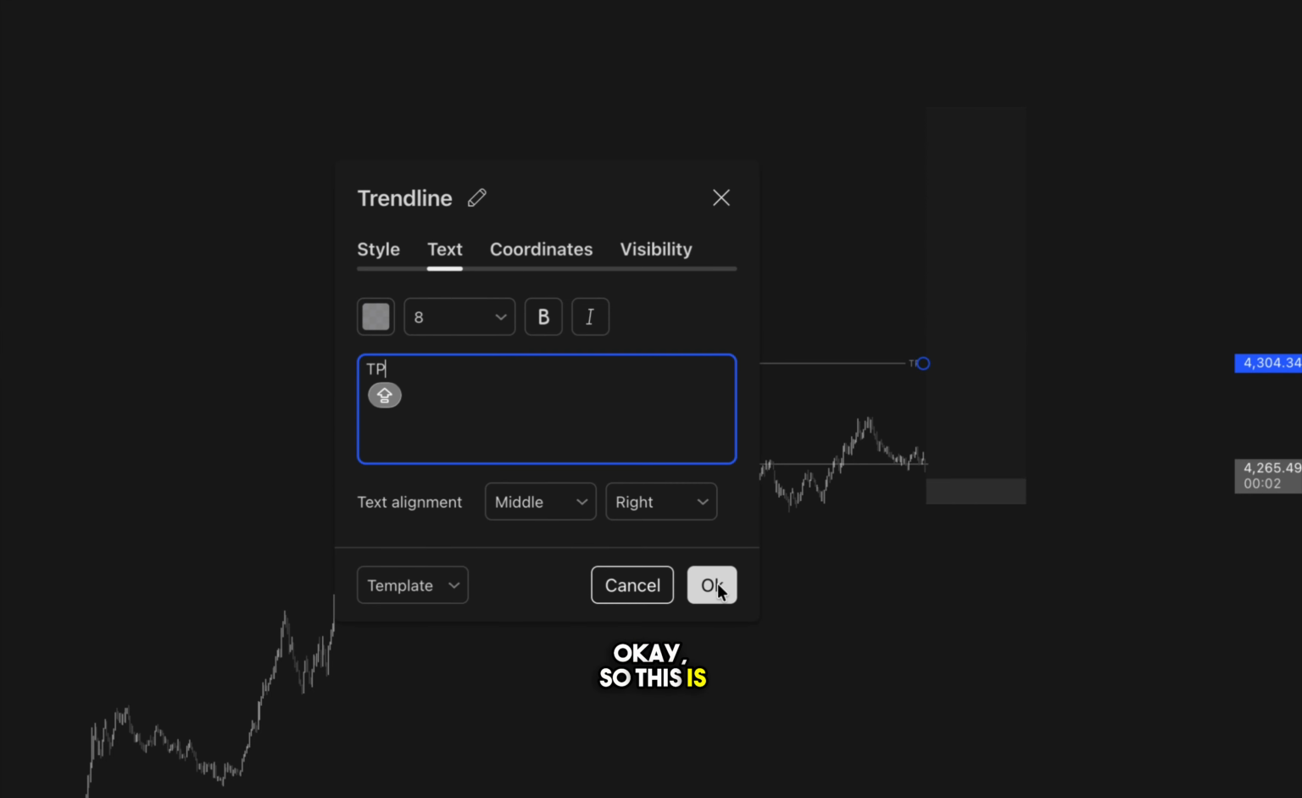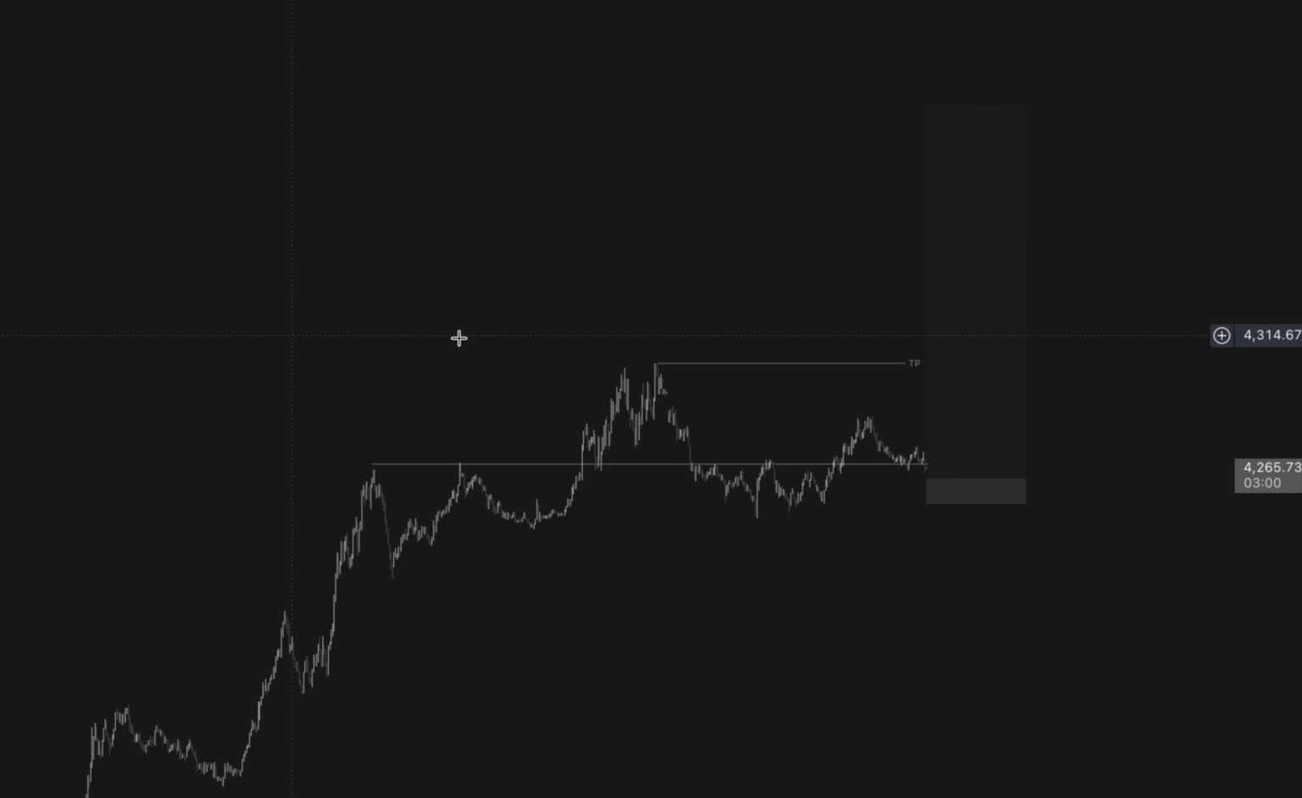Okay, so this is TP, and the final TP is exactly where you see price. Entry zone in case price goes down. In case price doesn't go down below, you can enter exactly where it is and make sure that your stop loss is around the 4,252.